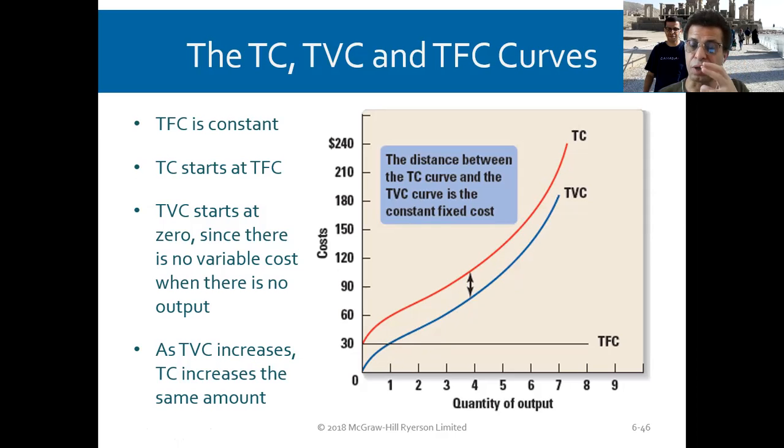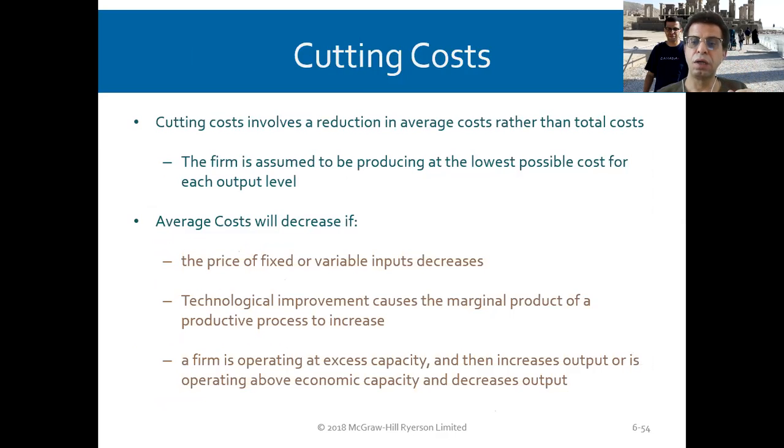That thing will change if you think in total, but if you think per unit, which is the average, here we're talking about the total fixed cost and the total variable cost and the total cost. And here is where economists and businessmen decide on cutting the cost. Cutting the cost involves a reduction in the average cost rather than the total cost.